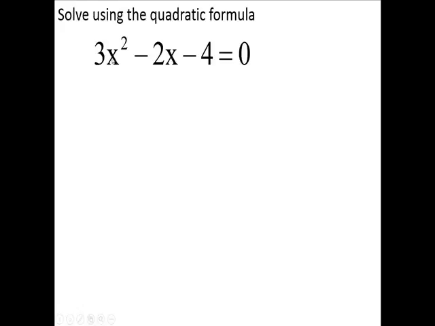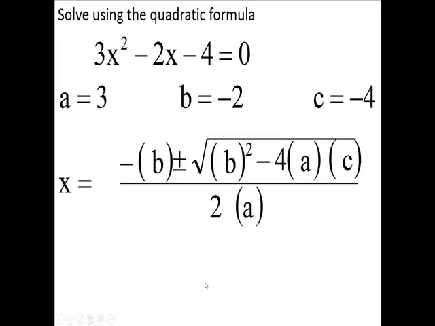We have 3x squared minus 2x minus 4 equals 0. That's a quadratic equation. And a here is 3, the number in front of x squared. B is minus 2, and c is the negative 4. And then we write our formula down: negative b plus or minus the square root of b squared minus 4ac over 2a, where b is minus 2.